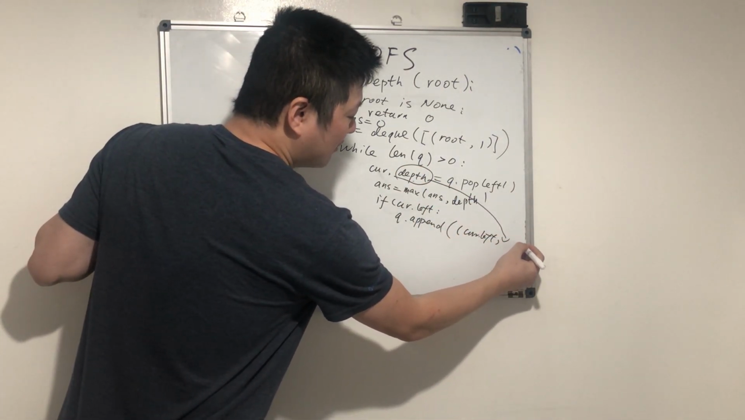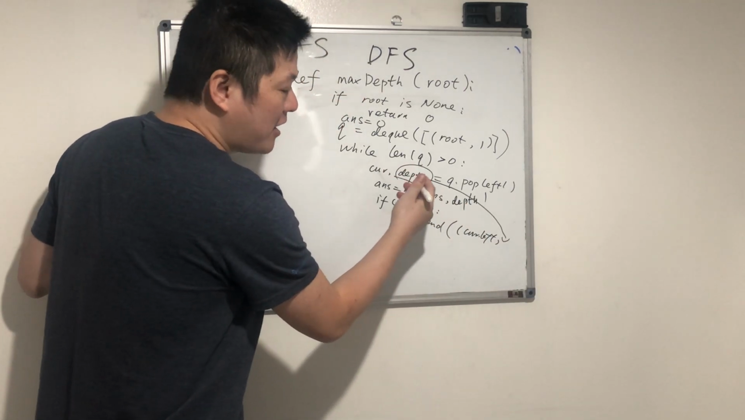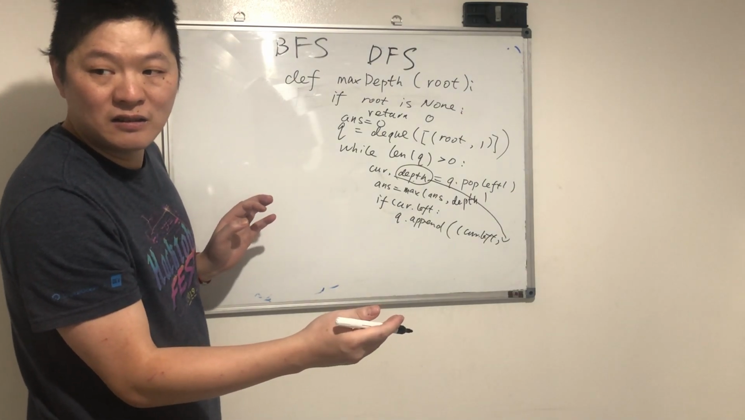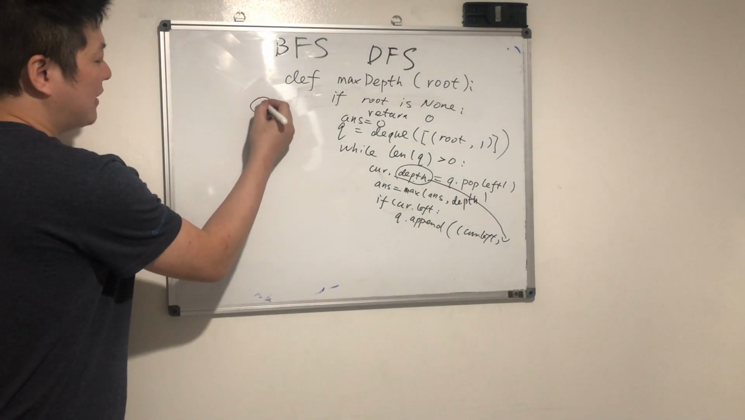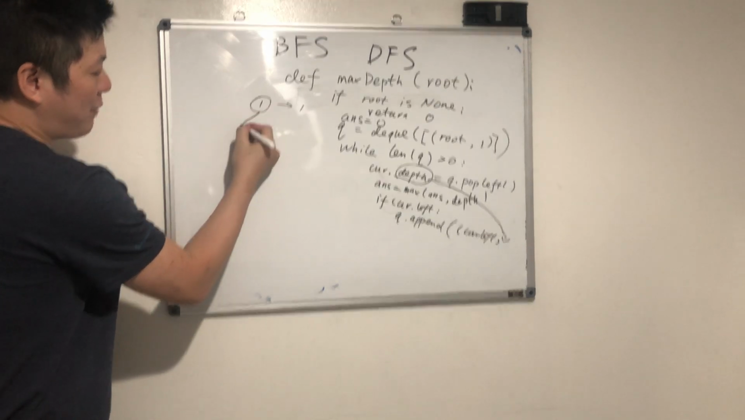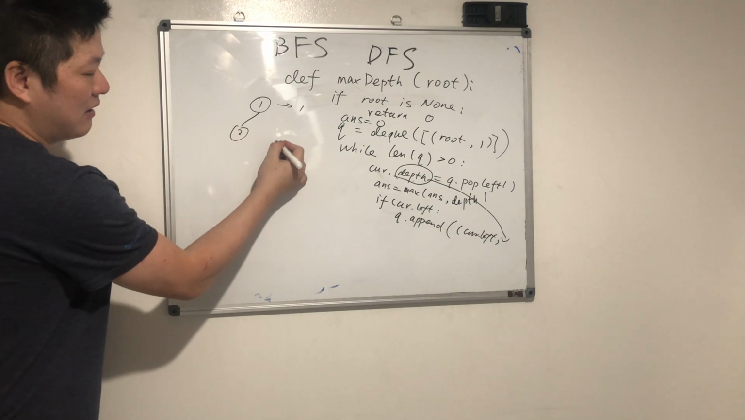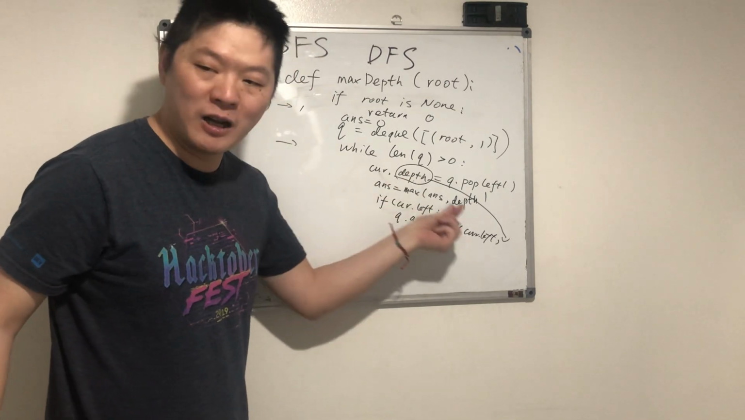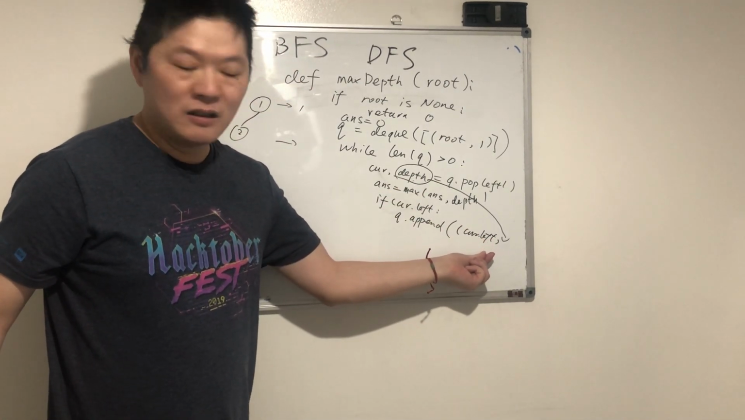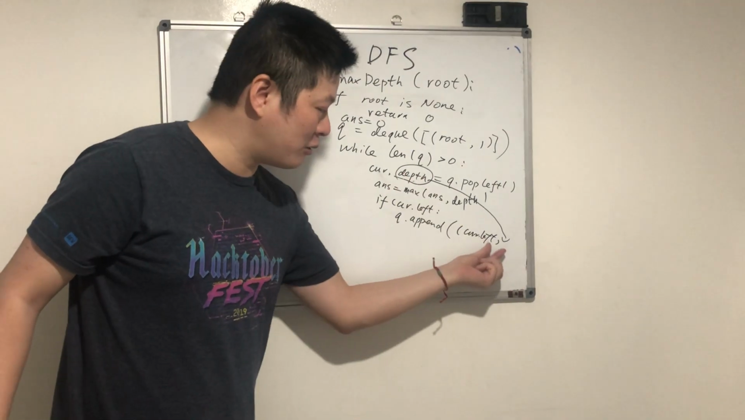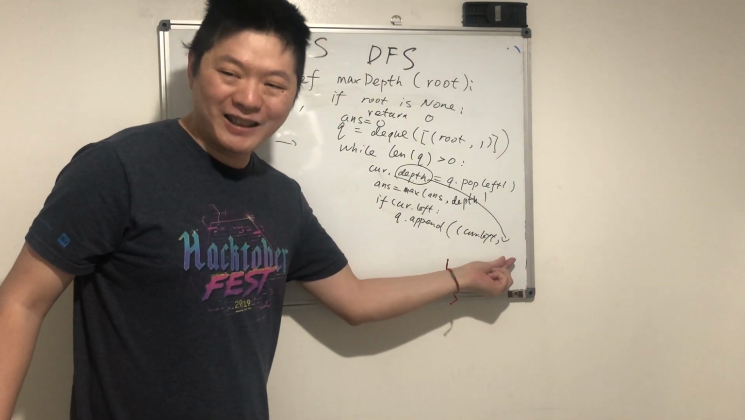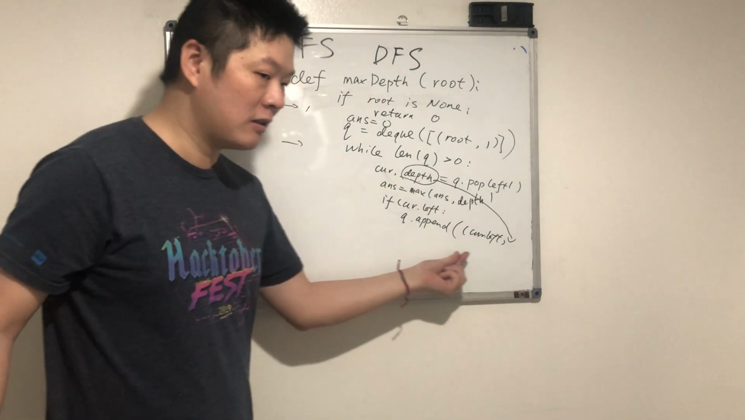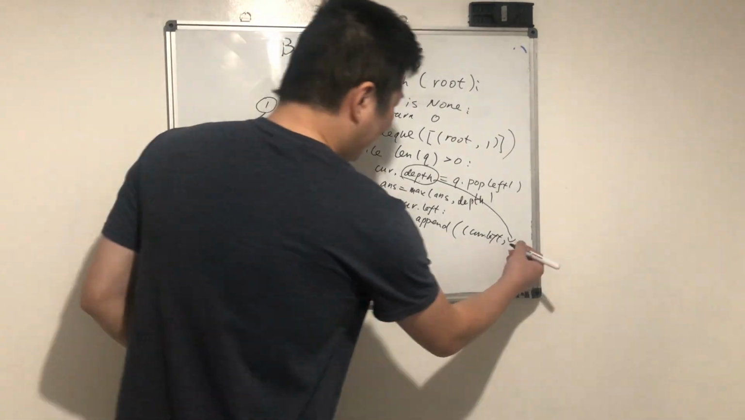Current depth. The current node has depth one, and what's the next level? This is node one, and I'm pushing this, so what's the depth of this? Two. This depth is one, and then what's next? Depth plus one.